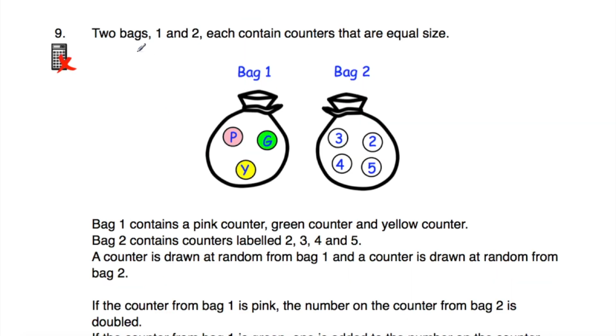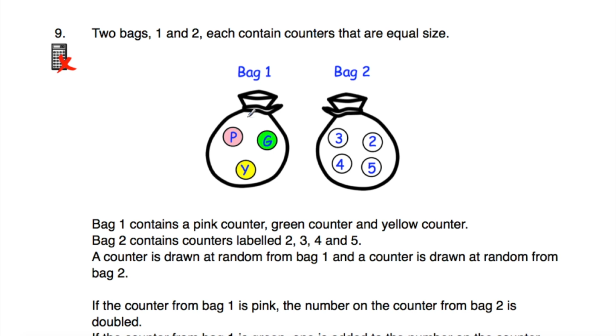Okay, so question number 9. Question number 9 says 2 bags, 1 and 2, each contain counters that are equal size. So we've got these counters. We were told that in bag 1 they contain a pink, a green and a yellow counter, P, G and Y. And bag 2 contains counters that are labelled 2, 3, 4 and 5.